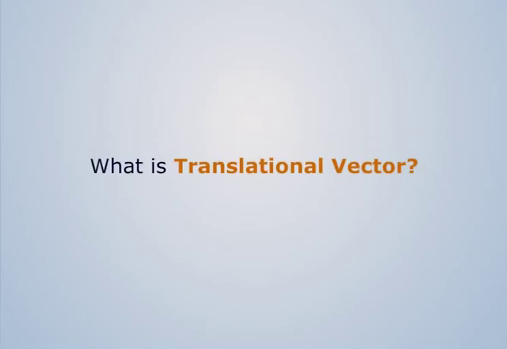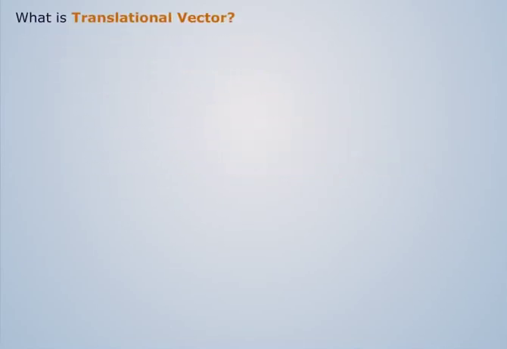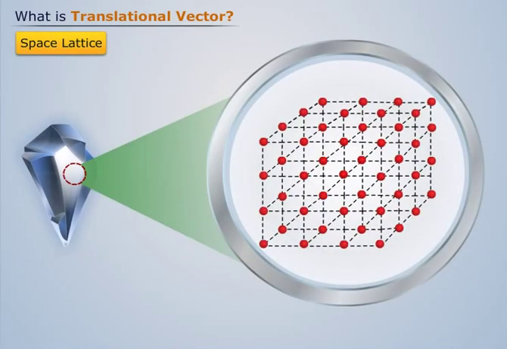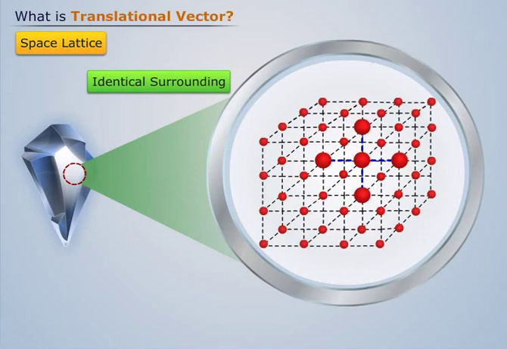What is translational vector? Space lattice representing any crystal consists of infinite lattice points, where each point has an identical surrounding.